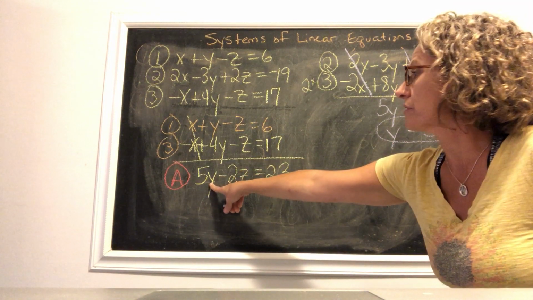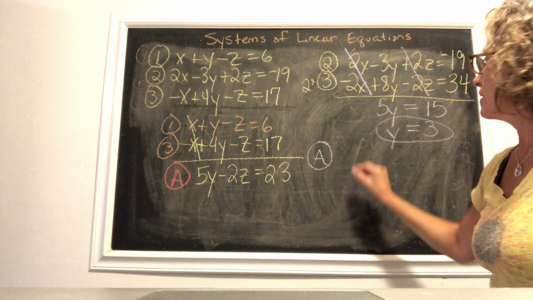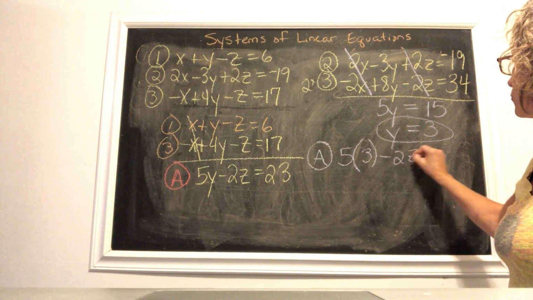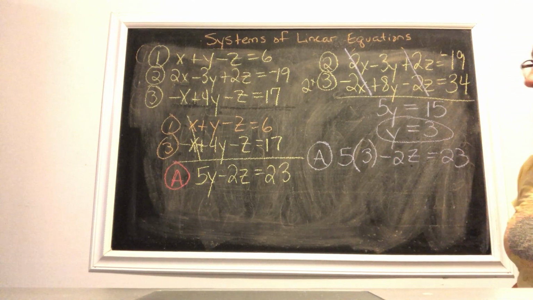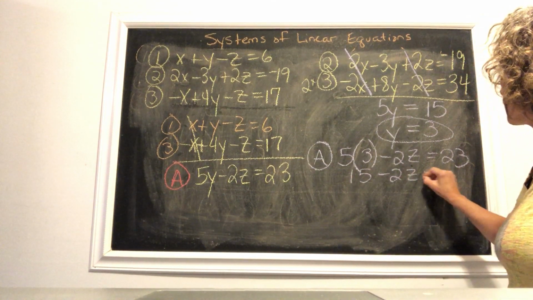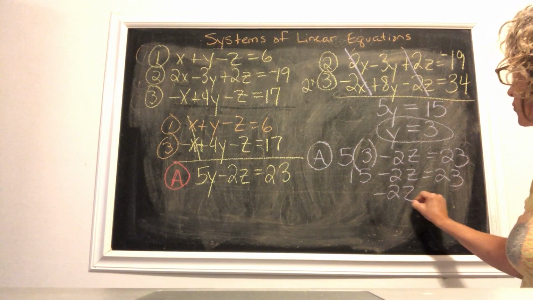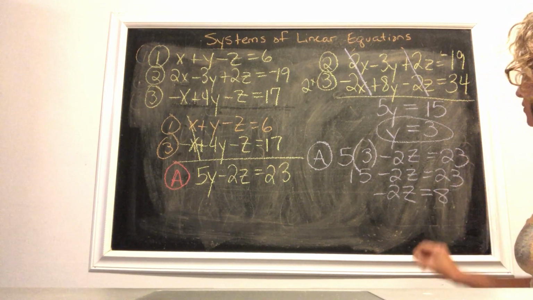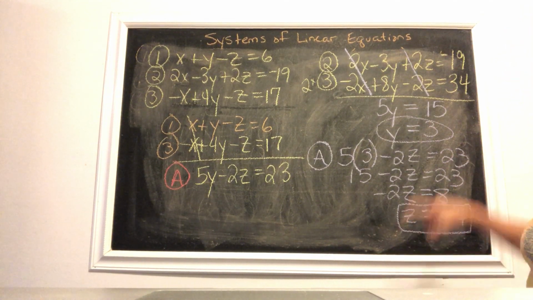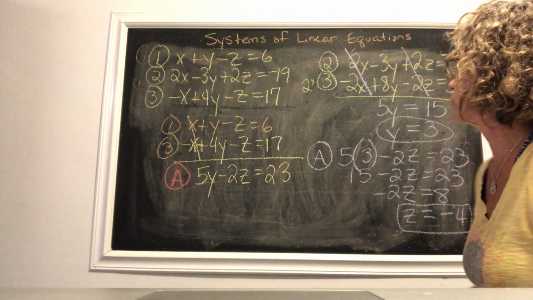I have an equation that has a y and a z. So I'm going to use equation A and substitute the value for y in order to solve for the z. So with this, I've got 15 minus 2z equals 23. Subtracting the 15 from both sides, I get negative 2z equals 8. And dividing by negative 2, I get z equals negative 4. Okay, now I've solved for y. I've got z equals negative 4. The only thing left now is to solve for x.